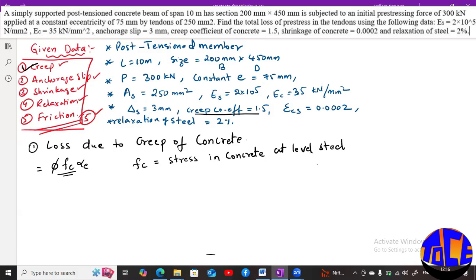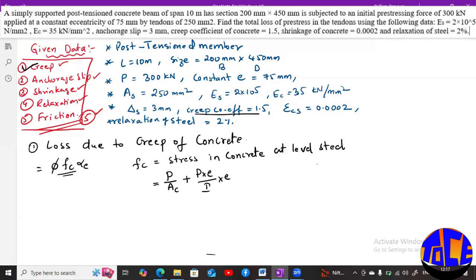So, stress in concrete at the level of steel. Let us find this out. Firstly, direct stress, that is P by A. Here we need to take the area of concrete. Plus, due to the tendon profile, we'll have the stress due to the tendon profile, that is P into e, the moment, divided by I, into e. So that is the y distance.